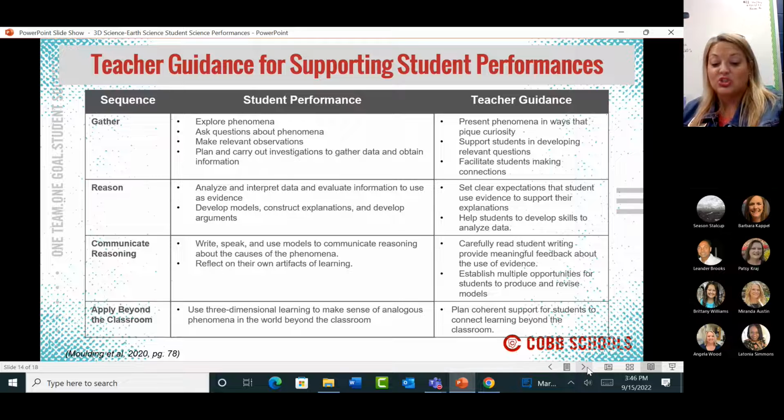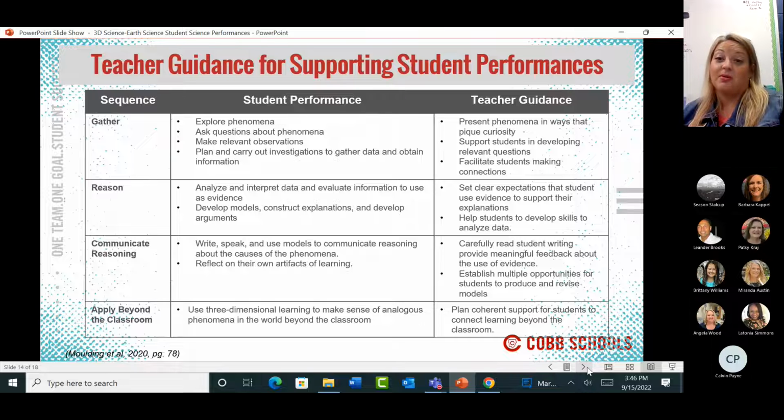They actually have to do some research and some investigation, come up with their own questions and answer those questions. So this is just some helpful hints on how to support your students through the different parts of the GRC sequence. For example, while they're gathering information and asking questions, support students by helping them develop relevant questions and facilitate them making connections. During reasoning, help students to develop skills to actually analyze data.